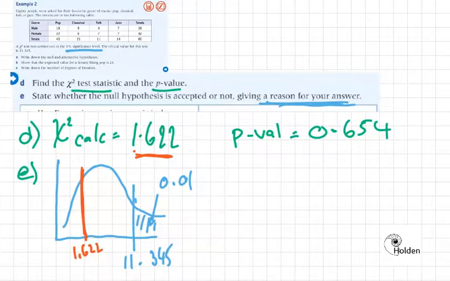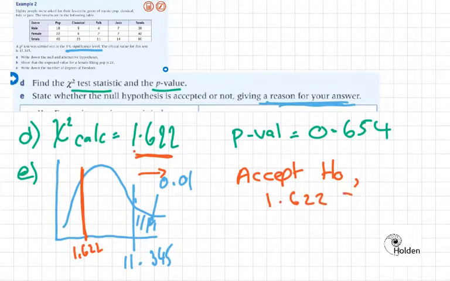So let's just go with the red. According to the red, we're not in the right tail. Okay, so our judgment is accept H0, or do not reject H0. Accept H0. Why? Because 1.622 is less than our critical value. We're in our safe area, okay?